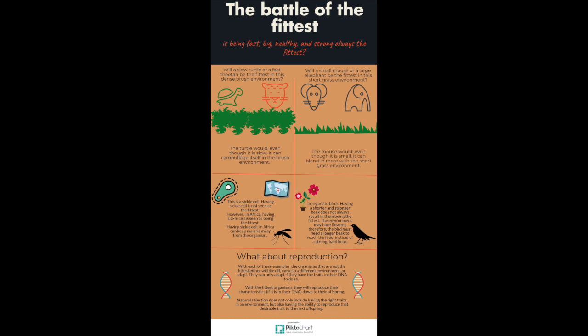With each of these examples, the organisms that are not the fittest will either die off, move to a different environment, or adapt. They can only adapt if they have the trait in their DNA to do so. With the fittest organisms, they will reproduce their characteristics, if it is in their DNA, down to their offspring. Natural selection does not only include having the right traits in an environment, but also having the ability to reproduce that desirable trait to the next offspring.